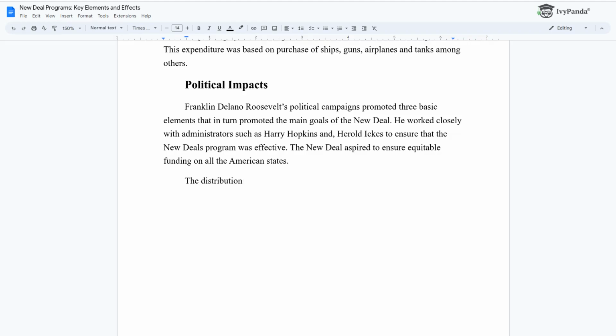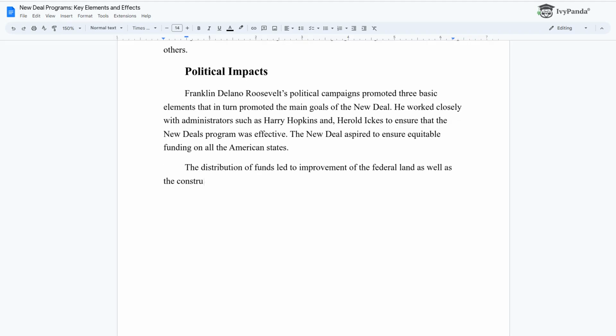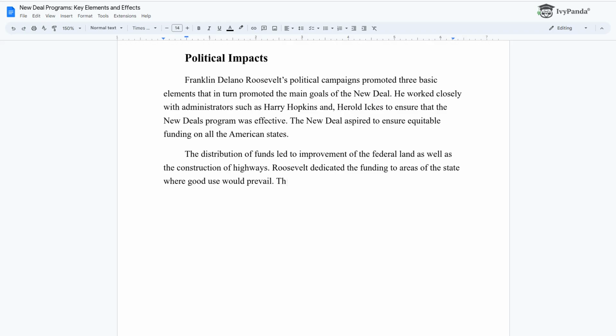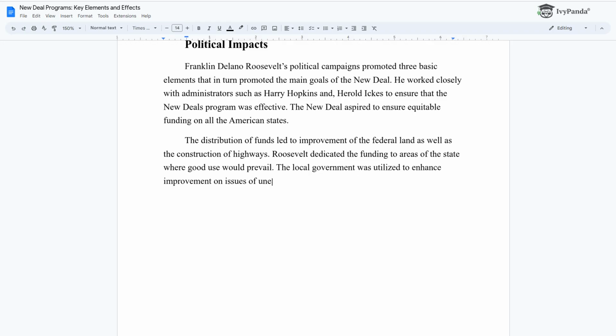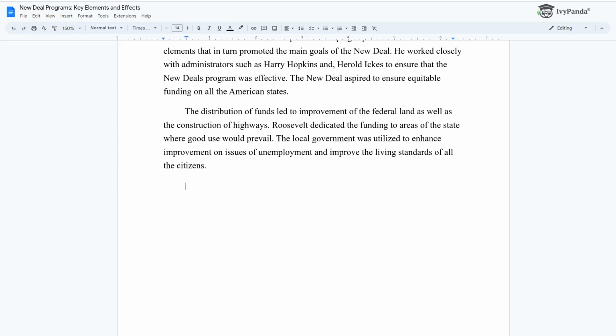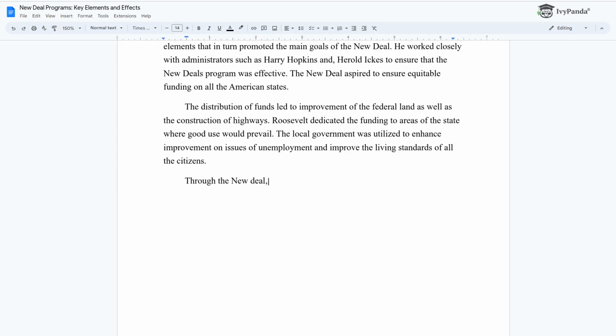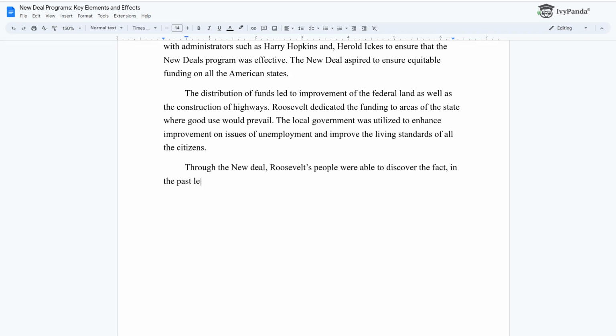The distribution of funds led to improvement of federal land as well as the construction of highways. Roosevelt dedicated the funding to areas of the state where good use would prevail. Local government was utilized to enhance improvement on issues of unemployment and improve the living standards of all the citizens. Through the New Deal, Roosevelt's people were able to discover the fact that in the past, leaders acted in a self-interested way.